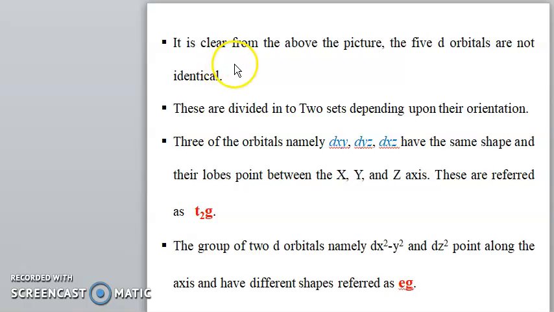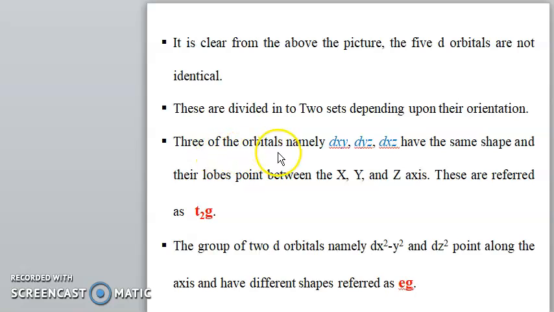So it is clear from the above picture that the 5d orbitals are not identical, meaning they are different orbitals. These 5d orbitals are different, not identical. These are divided into two sets depending upon their orientation.